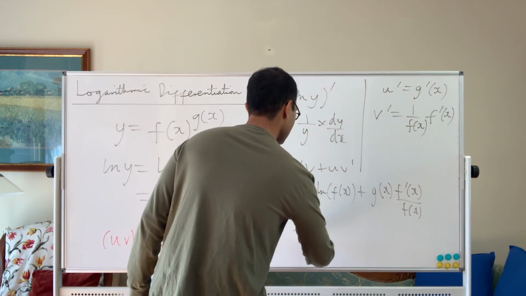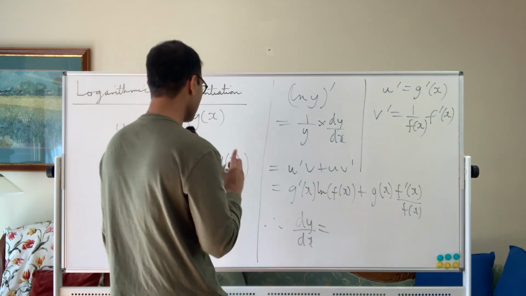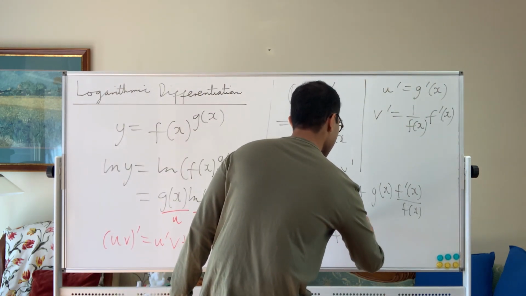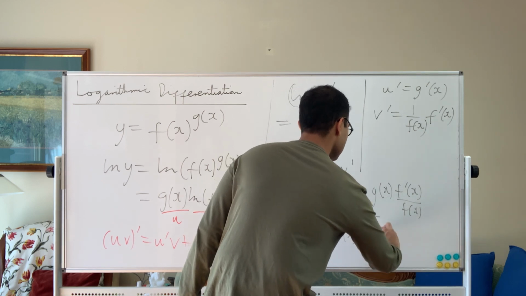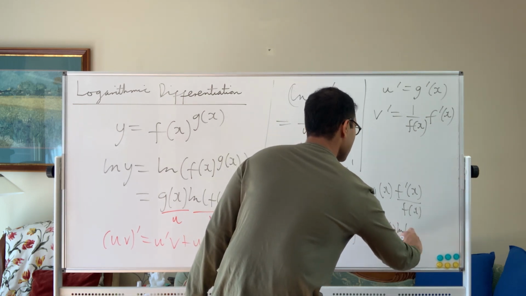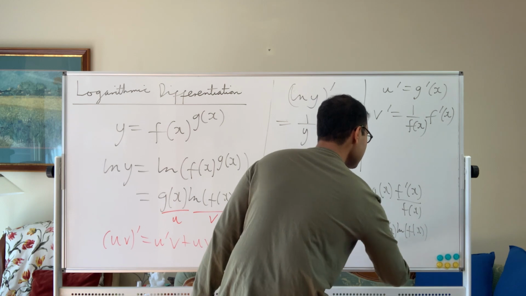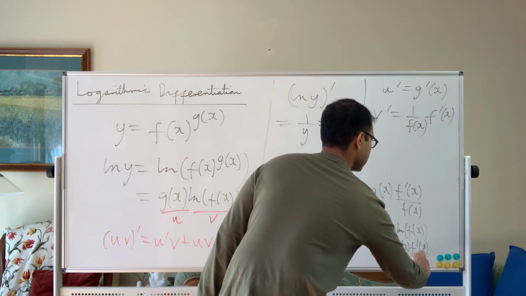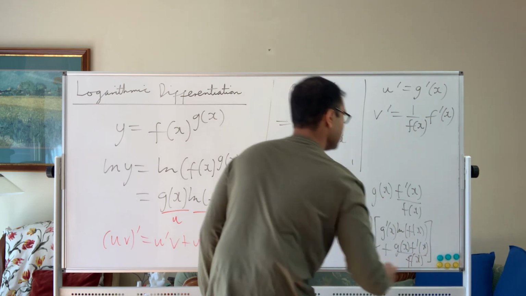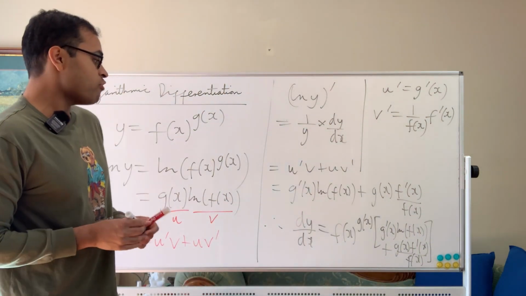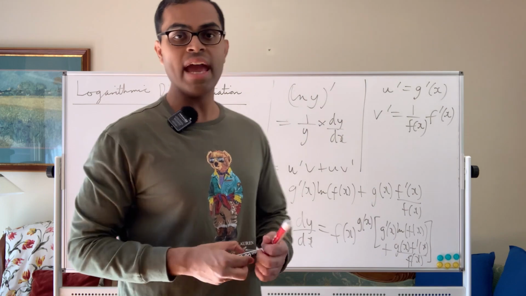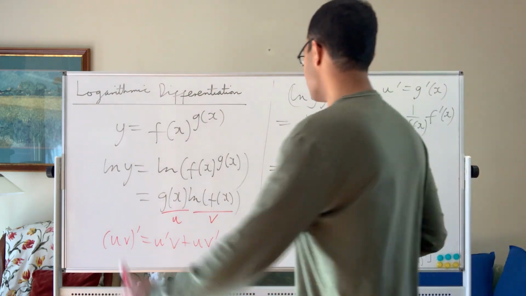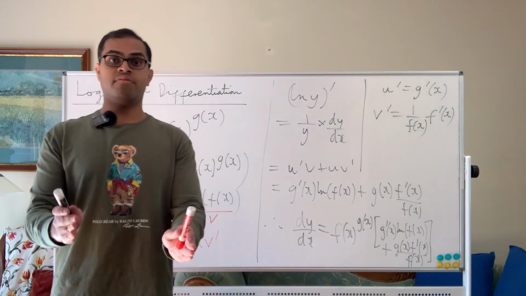So therefore, dy/dx is going to equal y, which goes to the right-hand side, and y is just f of x to the power g of x. So it's f of x to the power g of x times g prime of x log of f of x plus g of x f prime of x divided by f of x. That's the final answer, and that's a formula. In theory, for any function, if you know f of x and g of x, you can apply the formula to find the derivative of f of x to the power g of x for any f and g.